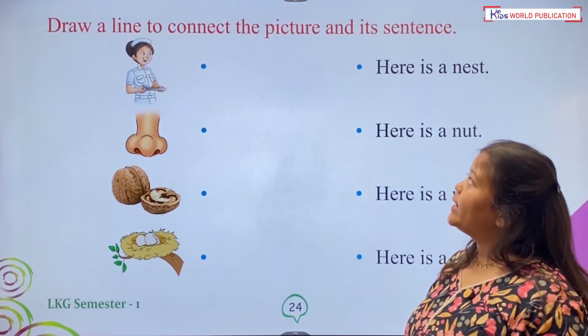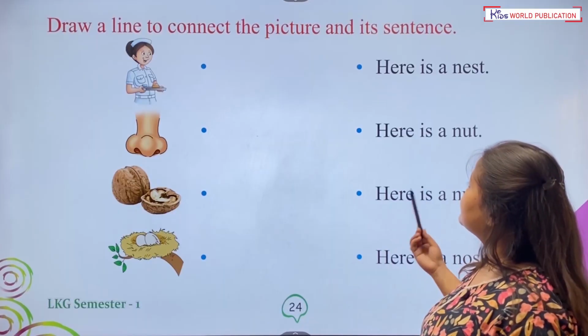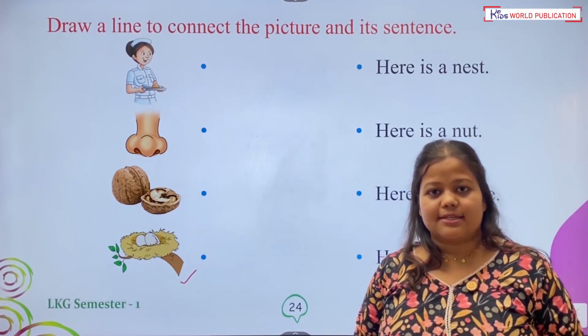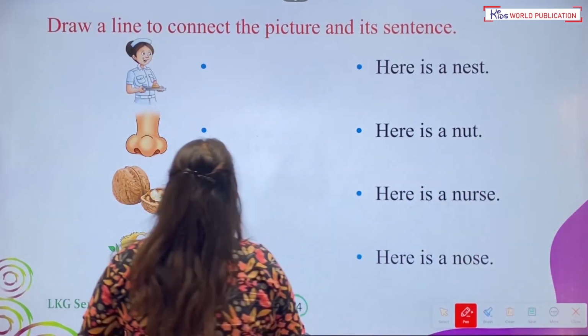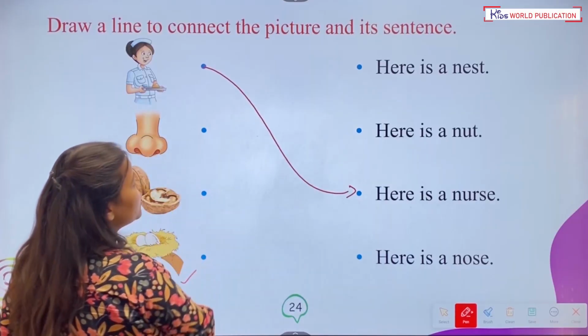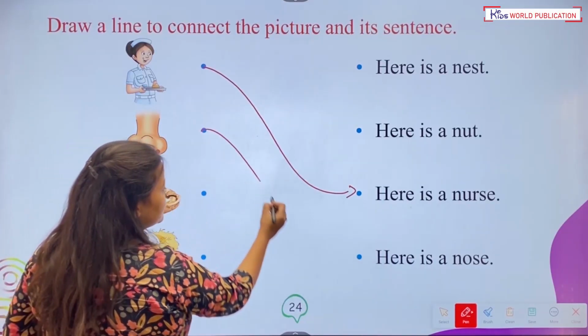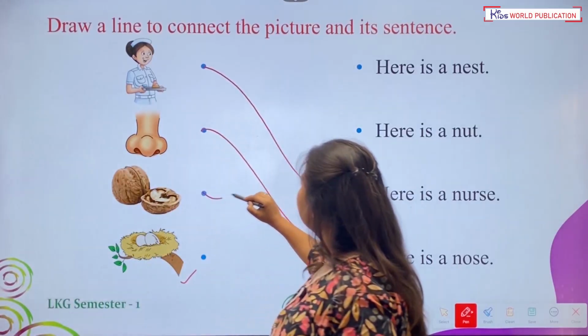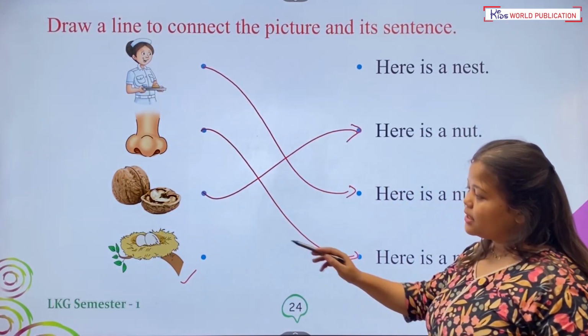Draw a line to connect the picture and its sentence. So, kids, let's connect the picture to its relatable sentence. Nurse. Here is a nurse. Nose. Here is a nose. Nut. Here is a nut. Nest. Here is a nest.